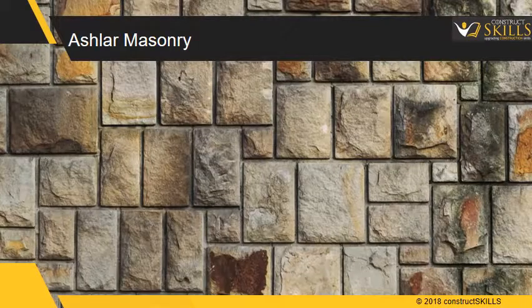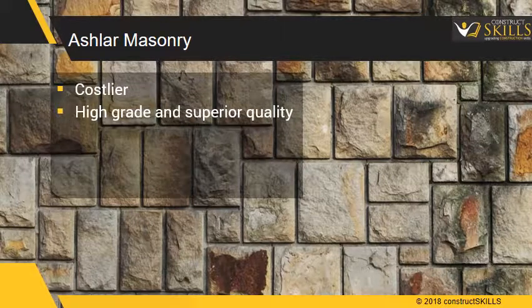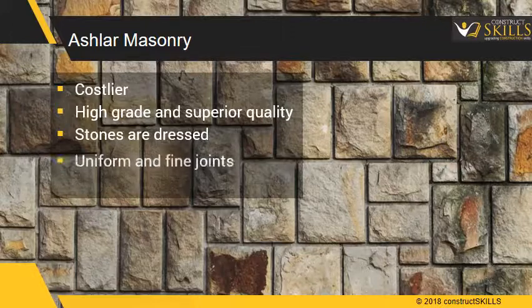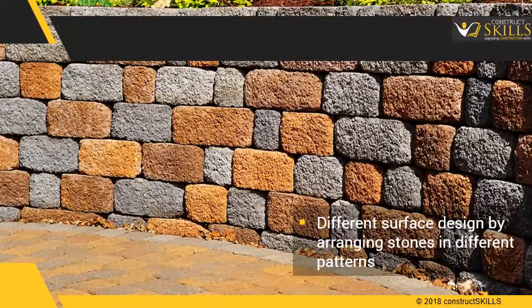Ashlar Masonry is costlier, which is of high grade and superior in quality. In this type, the stones used are very accurately dressed and built with uniform and very fine joints of about 3 mm thickness. Different surface designs can be obtained by arranging the stone blocks in various patterns.